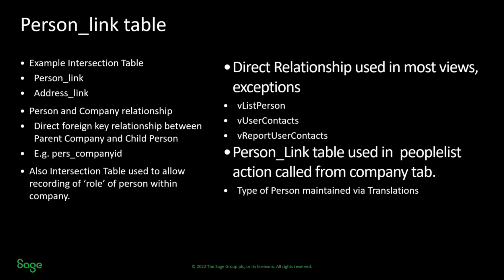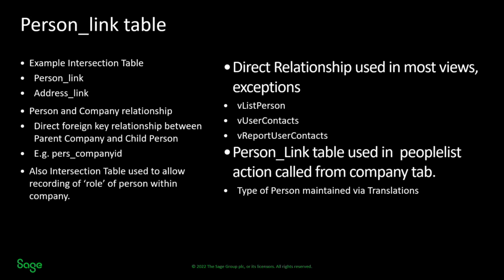This is an example of an intersection table. There are others, say you've got person link, address link, phone link, email link as well. These all are managing the company tables, but in most views, they are simplified so that they're not mentioned. So especially when you're pulling back lists of information, you can work with a direct relationship between the company and the person table, because there is a direct foreign key relationship between the person and the company.